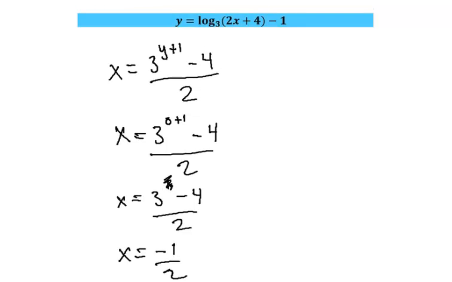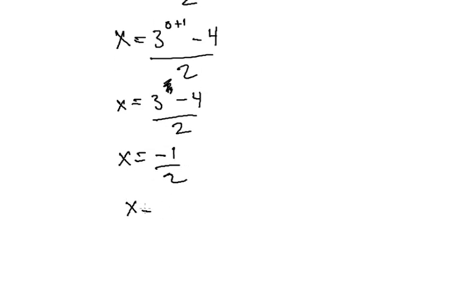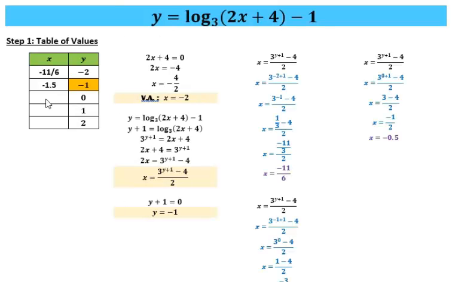And -1 divided by 2, we already know that the answer for that is negative 0.5, because 1 divided by 2 is 0.5. So that's another number that we can use. So we can copy it on the table of values now. It will be -0.5.